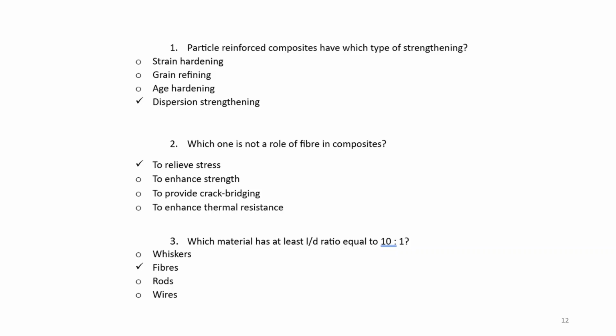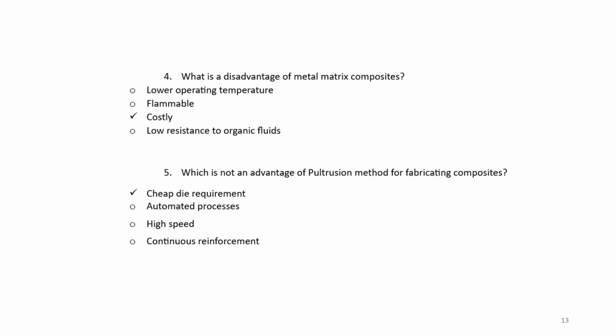Next is which material has at least L by D ratio, length divided by diameter ratio, equal to 10:1. Your options are viscous, fibers, rods and wires. Out of these, fibers are the ones that will have L by D ratio at least 10:1. The diameter will be higher in the case of rods and wires, and for viscous it will be very small compared to fibers.